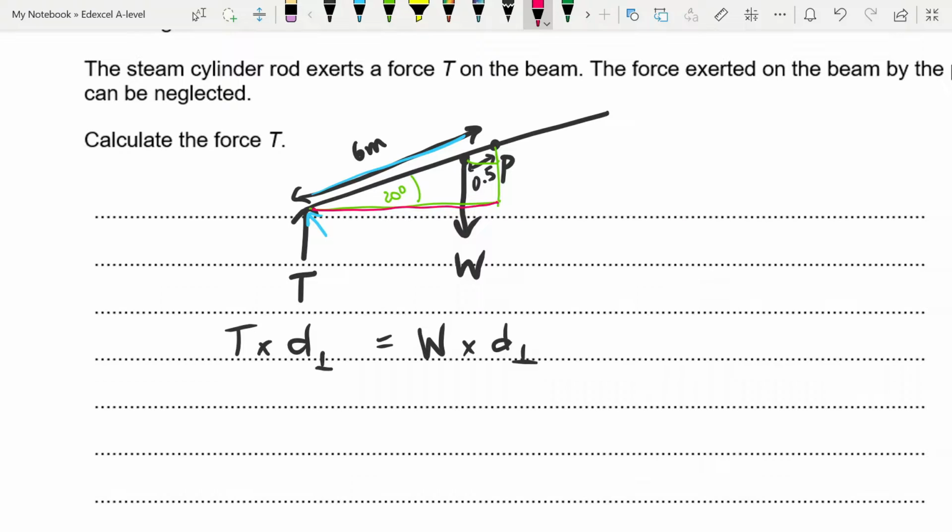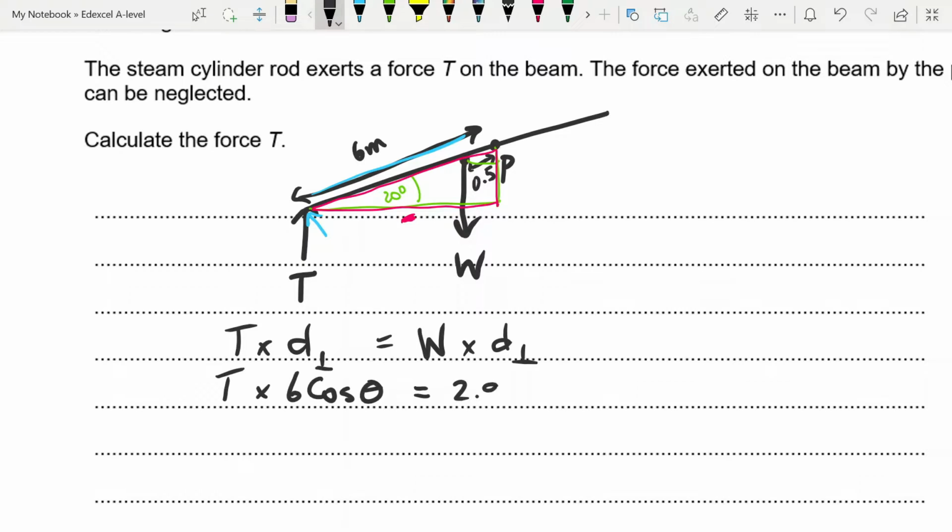T's perpendicular distance from that pivot is drawn now with that pink line. So we can see the hypotenuse of that triangle, a pink triangle. Now the hypotenuse of that is 6 meters. 20 degrees is that angle, and we should be able to see that this side with the pink line on it is the cos of that. And so we're going to say T times 6 cos theta is equal to W. Now we have a value of W that we calculated above.